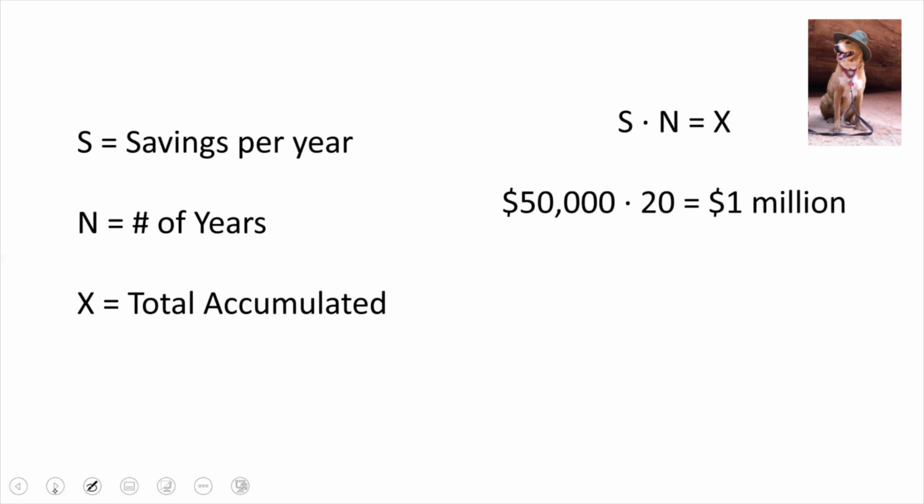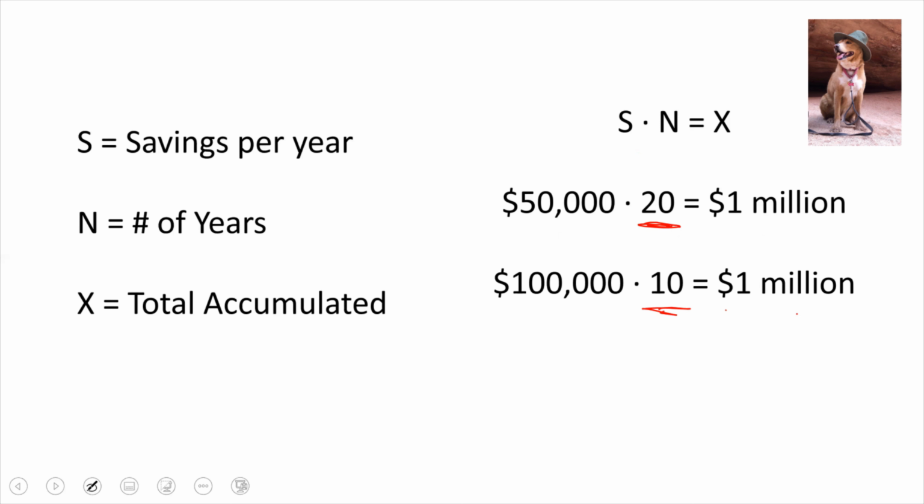So it's pretty simple. So for example, if you set aside $50,000 each year, so you save $50,000 for 20 years, then you're going to get $1 million at the end of those 20 years. But if, for example, you're 20 years, now you want to do it in 10 years, but you want to save the same $1 million, well, now instead of $50,000 that you're going to put aside, you're going to put aside $100,000.